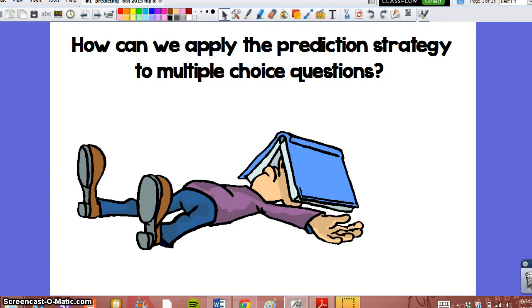Hey guys, it's Miss Arlequin, and in today's lesson, we're going to talk about applying the prediction strategy to multiple choice questions.